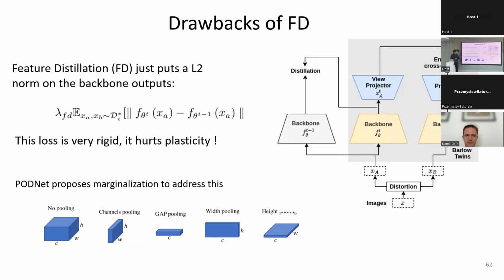One observation we made is that you have your old model here in gray, and your new model which you are training on your new task, and you just put what we call a feature distillation loss on this, saying I want the features to be the same as my previous model. But this is very rigid. This was observed in the BotNet paper. This really hurts the plasticity, and BotNet proposed different marginalizations of this feature space to solve this problem.